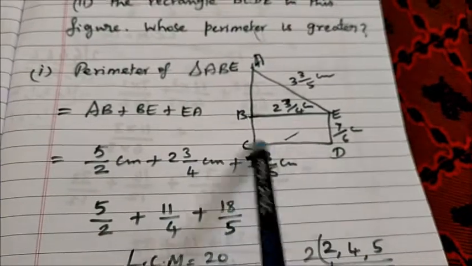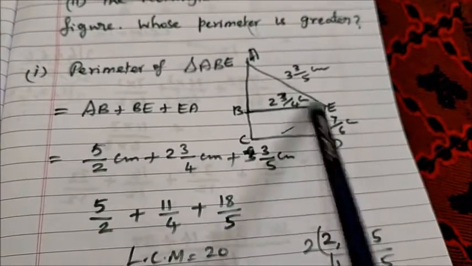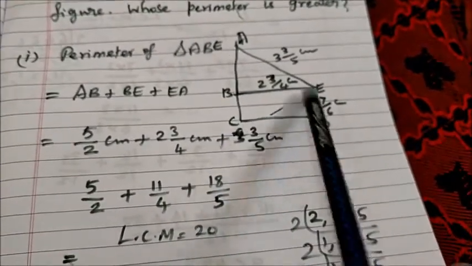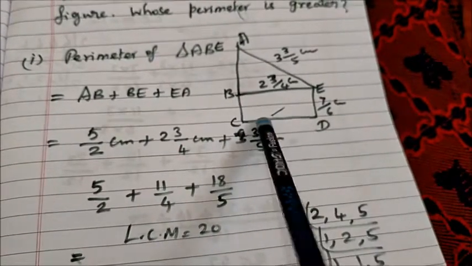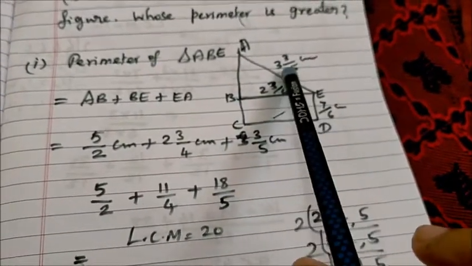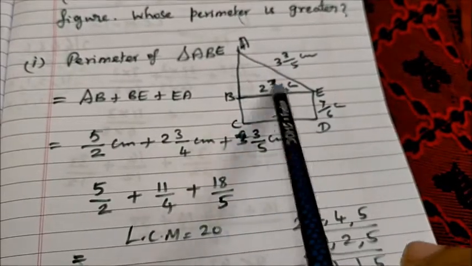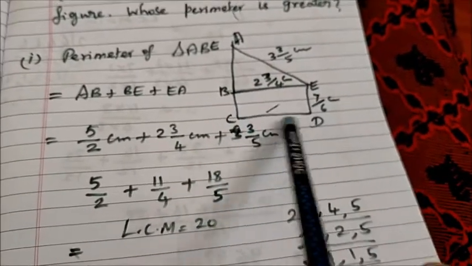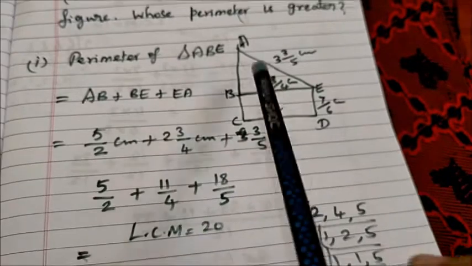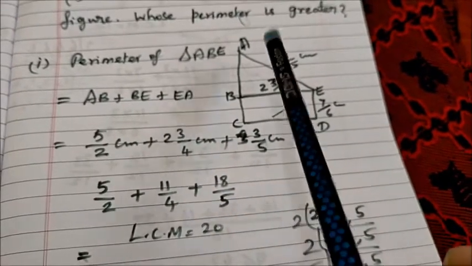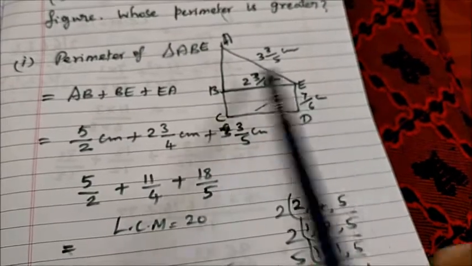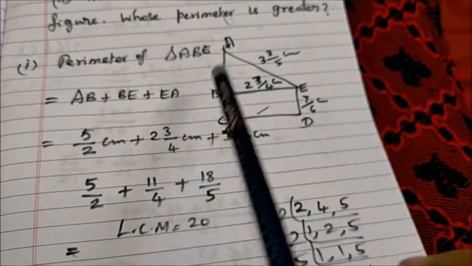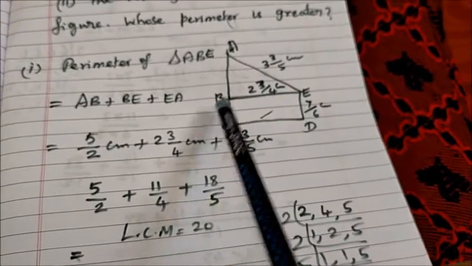Okay, this is the figure. Here ABE is a triangle, BCDE is a rectangle. Here the sides are given. So here BE is 2 3/4, and here also 2 3/4, because in a rectangle opposite sides are equal. Same, opposite sides are equal. Here 7/6, here also 7/6.